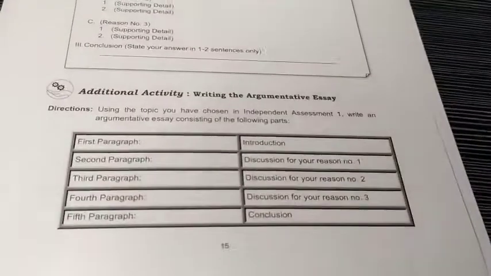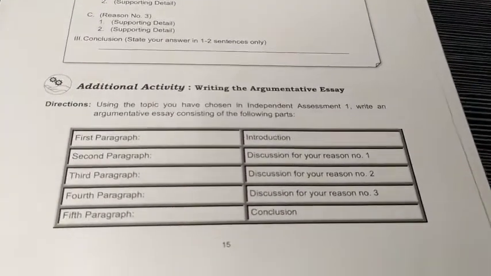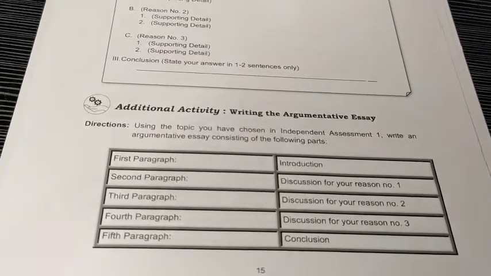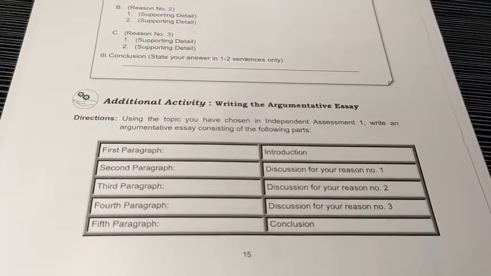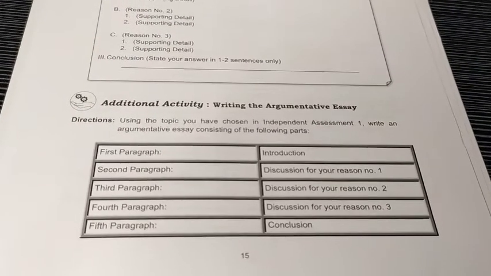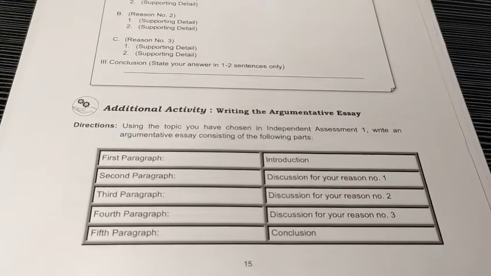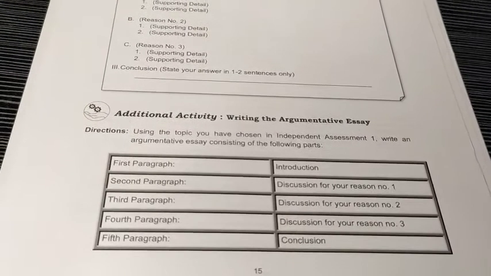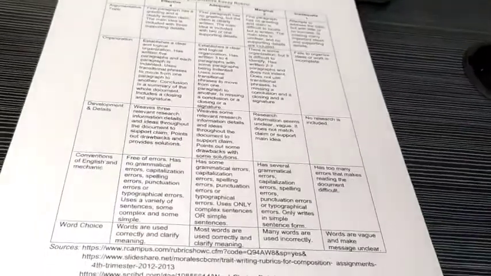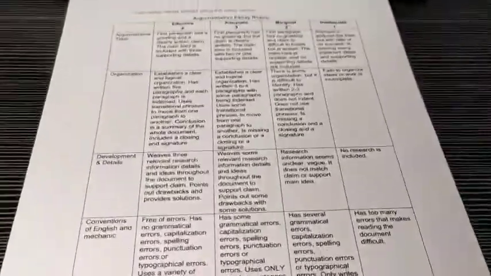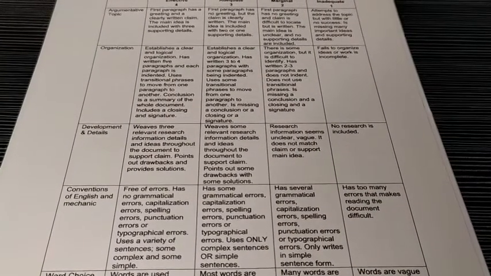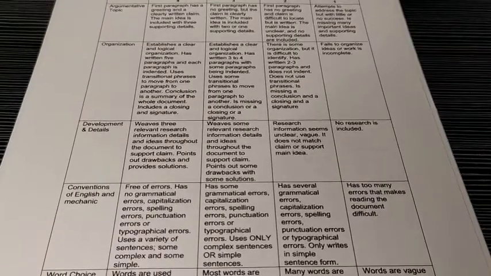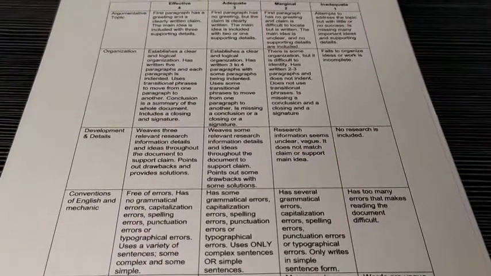So for the additional activity, based on the outline you have on your chosen topic, you will make your argumentative essay. You have to write 5 paragraphs. First is the introduction, second to fourth will be your body, then fifth will be your conclusion. It will be graded. Argumentative topic: if your topic is really debatable and interesting, you will get 4. Organization: if all of your ideas are well organized, you will get 4 points.